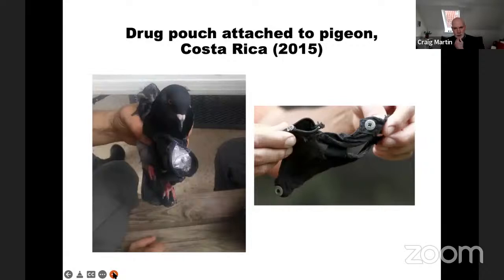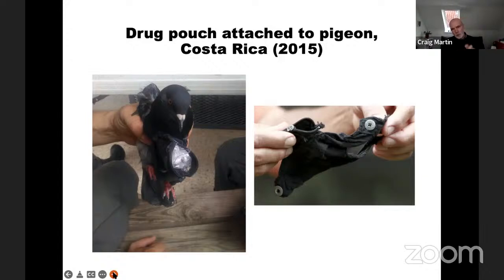Another example, and these photos are from the book, is another case in Costa Rica from 2015, which was a drug pouch. This was a pouch that was designed and then made and attached to pigeons, and the pouches were then filled with marijuana. The reason being is that they were used to smuggle the marijuana into a prison. Obviously the birds were able to fly over the fences and then land in the prison grounds for the prisoners to then take the marijuana out of it as well.